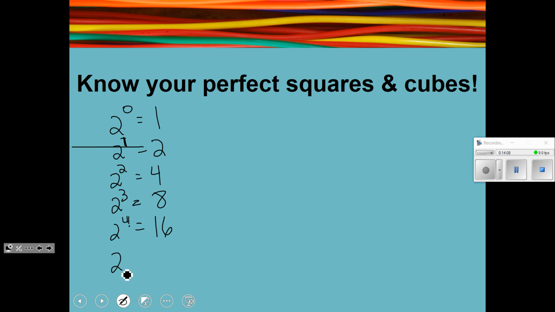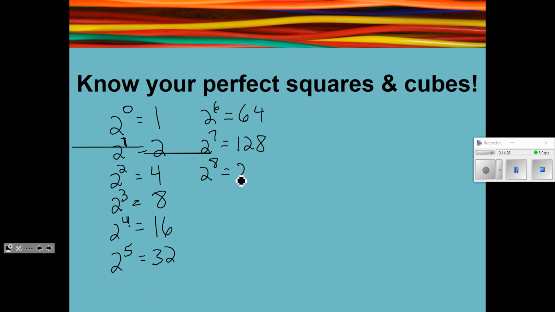Okay? 2 to the fifth is 32. 2 to the sixth is 64. 2 to the seventh is 128. 2 to the eighth, that's probably as high as we need to go, is 256. I'm going to stop right there. And then I'm going to give you your 3's, okay, a couple of them.